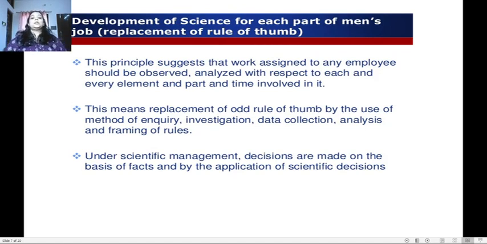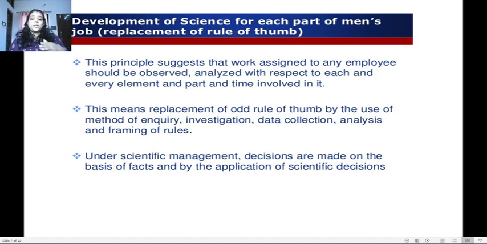Development of science for each part of a man's job, replacement of rule of thumb. What does this principle say? This principle suggests that the work assigned to any employee should be observed. As I said before, the objective of scientific management was to observe the work, right? Analyze the work with respect to each and every element, part, and time involved in it. That is, every work needs to be carefully examined and analyzed so that we can say the replacement can be done.